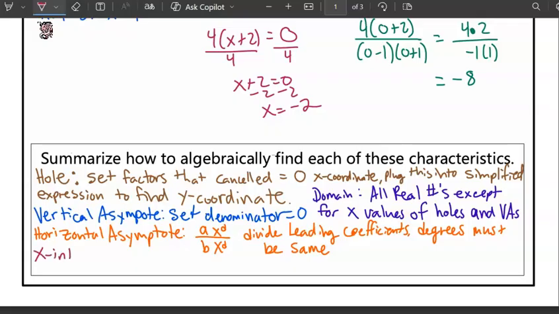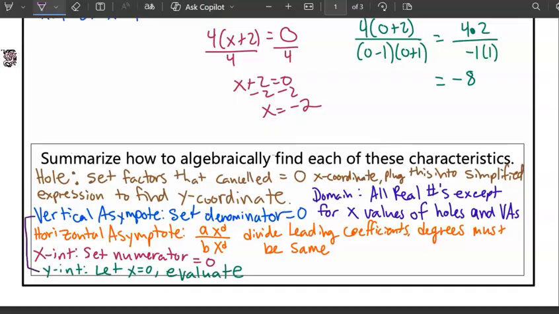For the x-intercept, set the numerator equal to 0. For the y-intercept, let x equal 0 and evaluate. All of the characteristics after finding the hole will be using the simplified rational expression.